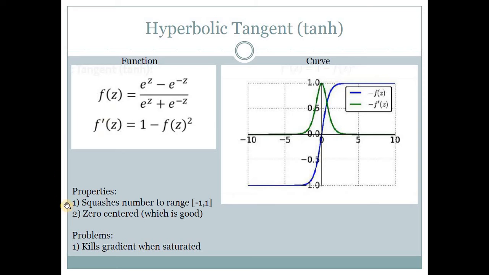Some of the properties of the tanh function are as follows. It gives the output in the range minus 1 to plus 1. It is zero centered. The problem is that it kills the gradient when saturated.